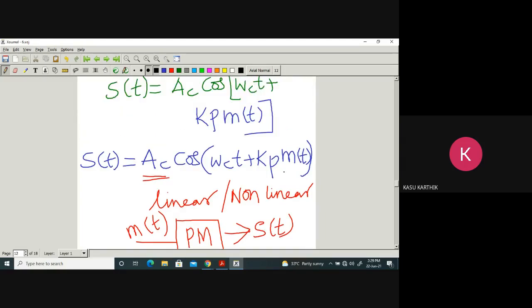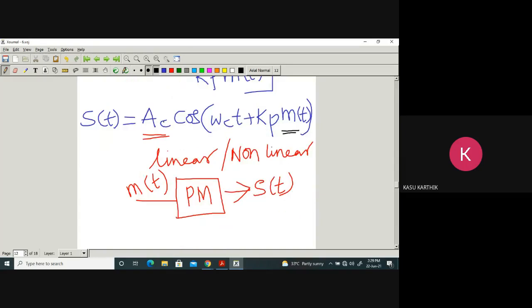M of t is inside the cos theta, inside the brackets of cos theta. Obviously, it is non-linear. So FM and PM are said to be non-linear techniques, whereas the last techniques we have discussed are all linear techniques. You have to verify them.